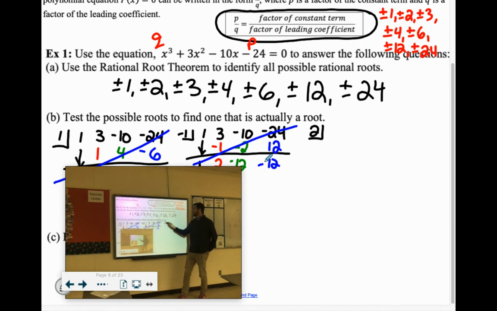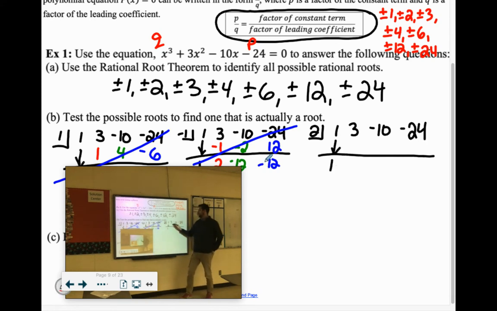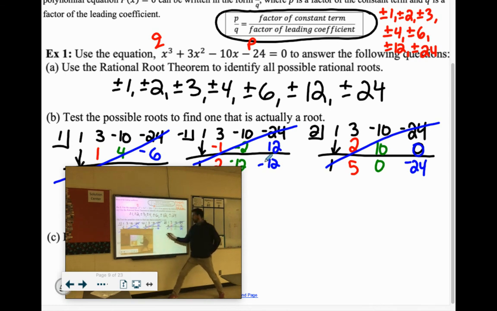So let's try positive 2. 1, 3, negative 10, negative 24. 2 times 1 is 2. 3 plus 2 is 5. 2 times 5 is 10. Negative 10 plus 10 is 0. 2 times 0 is 0. Negative 24 plus 0 is negative 24. We're still out. I know you're starting to lose that patience. I get it. Let's try negative 2.